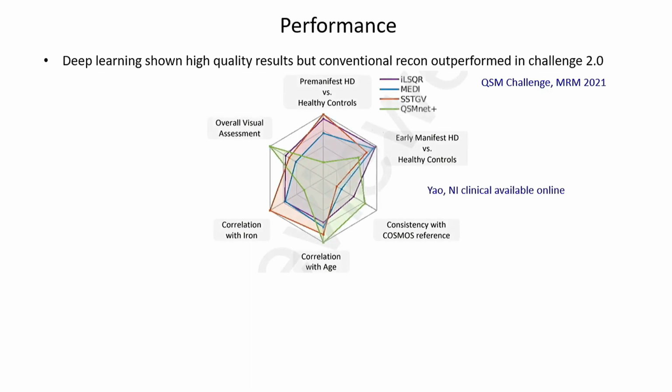The biggest surprise came in the last ISMRM, and the paper just appeared in NeuroImage Clinical, and I found it like 3 days ago. This is quite shocking in a sense that they showed different reconstruction tools and different performance based on overall visual assessment, correlation with iron, correlation with age, consistency with COSMOS reference, and some disease comparison. You can see that QSMNet Plus does a good job visually, with age, and with COSMOS, but does a horrible job when it comes to correlation with iron.